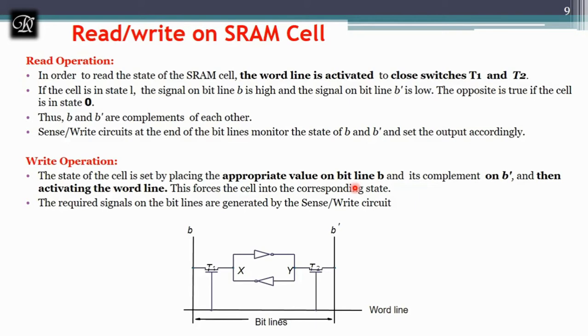To enable the latch, we are going to use the T1 and T2 transistors, which act as switches over there. Once I do this, the data which is residing on the lines B and B dash will be written to the latch. The required signals on the bit lines are generated by the sense or write circuit. So the read-write is controlled by the sense or write circuit.